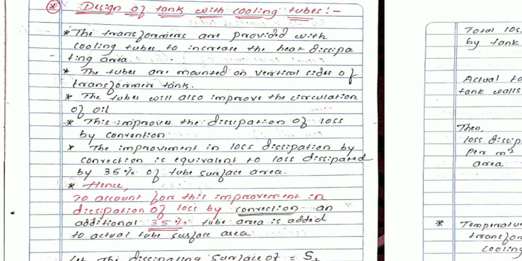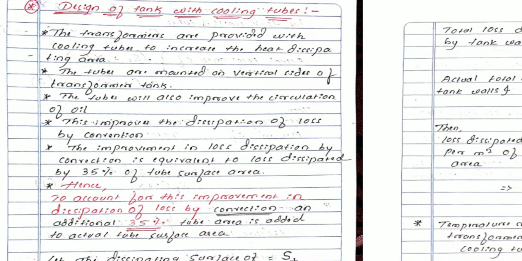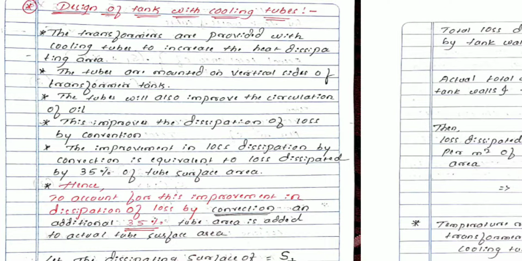Basically, transformers are provided with cooling tubes. The first thing is, the cooling tubes are provided in the transformer to increase what? The heat dissipating area itself. One more thing: why are cooling tubes necessary? If the temperature rise of the tank is beyond the permissible value, about 50 degrees Celsius, then cooling tubes have to be added to reduce the temperature rise. So that is the reason the cooling tubes are provided in the transformer tank, to increase the heat dissipating area as well as to keep the temperature rise within the permissible limit.